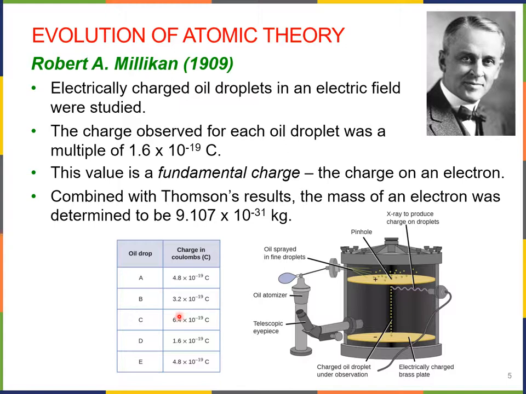Using these assumptions, combined with J.J. Thomson's result from the cathode ray tube, they were able to deduce, remember, what Thomson found was the mass to charge ratio. If you have the mass to charge ratio, and now you have a charge, you're able to find out the mass of an electron. And the mass of the electron was determined to be 9.107 times 10 to the negative 31st kilograms. This is very close to what we know today using much more sophisticated methods.